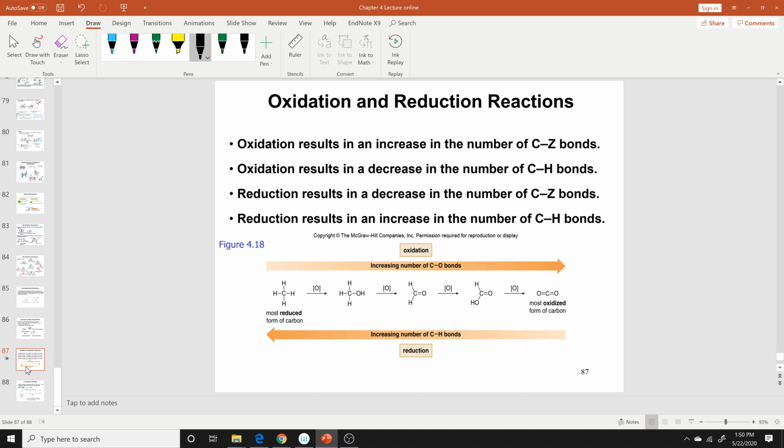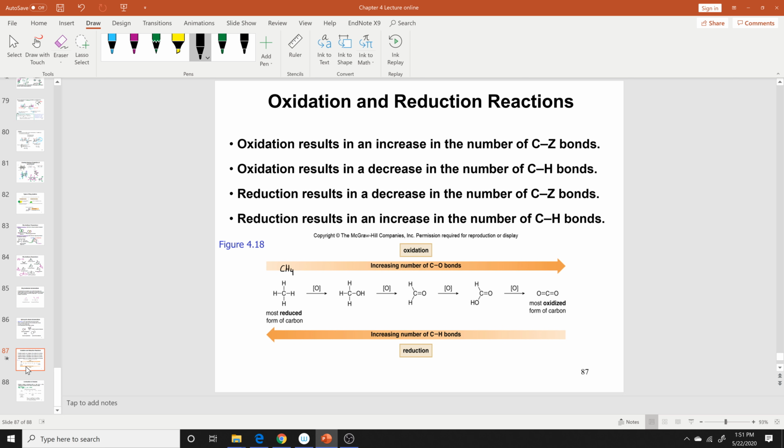With oxidation reduction, oxidation is the increase in the number of oxygens, decrease in the number of hydrogens. And reduction is the increase in the number of hydrogens and decrease in the number of oxygens. So CH4, methane, exists in its most reduced form. And the most oxidized form of methane is carbon dioxide.